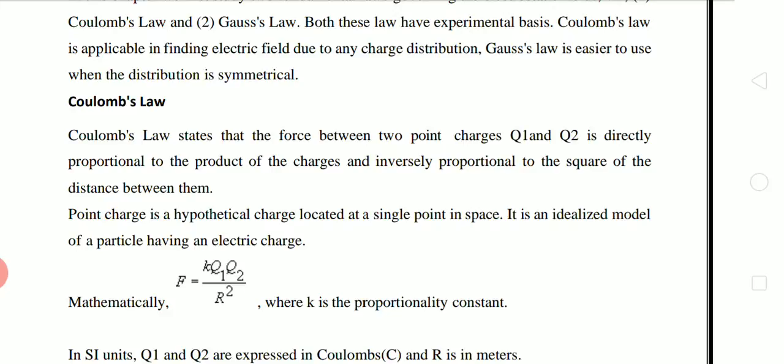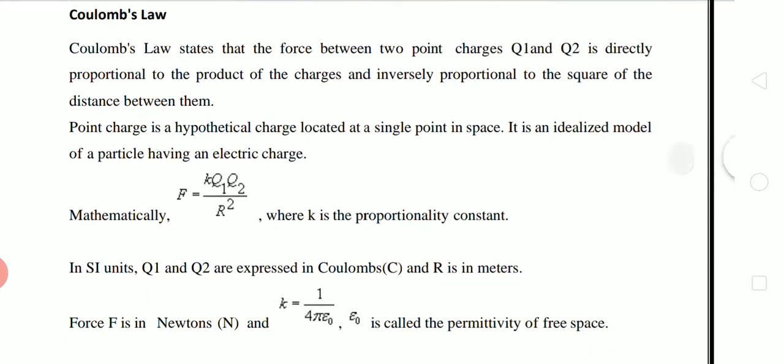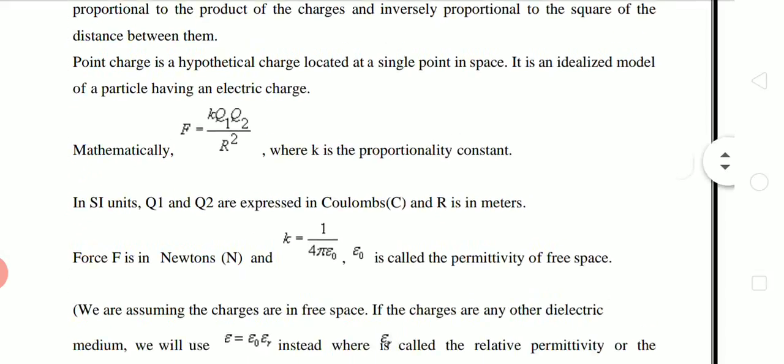Coulomb's law states that the force between two charges Q1 and Q2 is directly proportional to the product of the charges and inversely proportional to the square of the distance between them. A point charge is a hypothetical charge located at a single point in space. It is an idealized model of a particle having an electric charge.